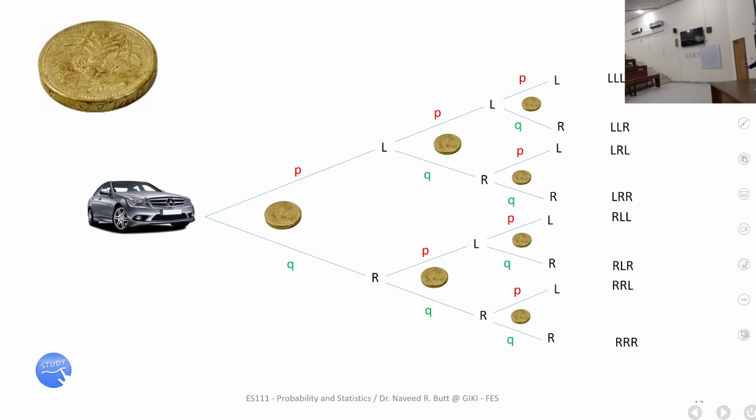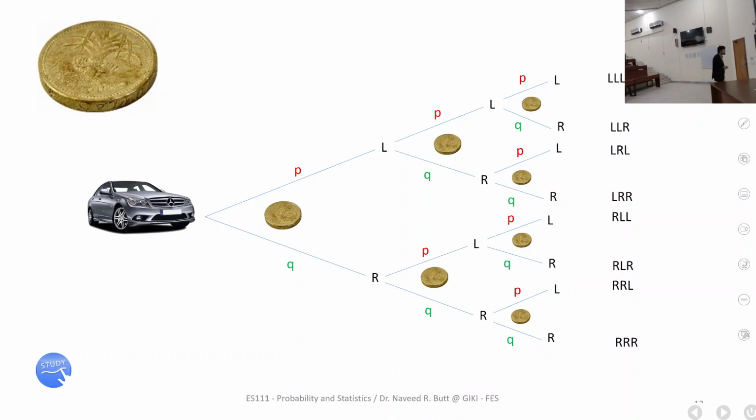Things will fail or not fail. You will come or not come. You will go right or left. So these are the situations where you are dealing with two possible outcomes. And one has probability P, which could be more than the other. In this example, they are saying the other has probability Q.